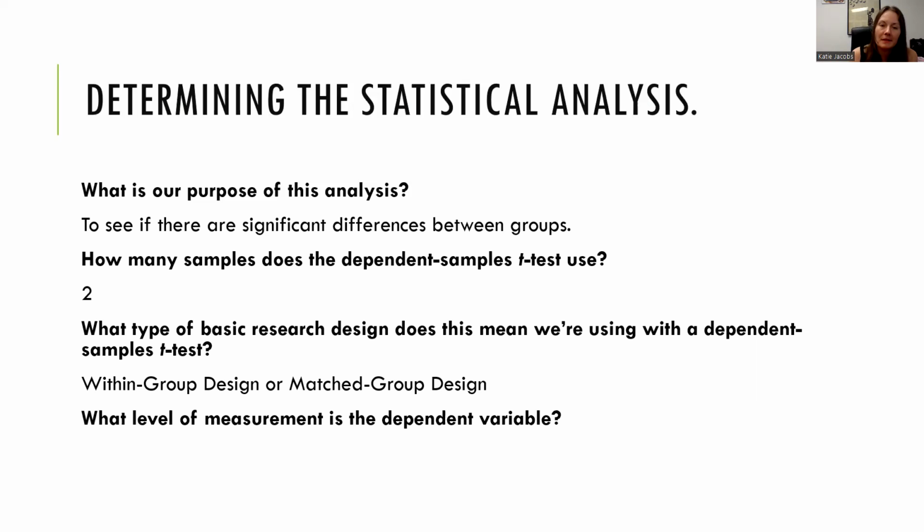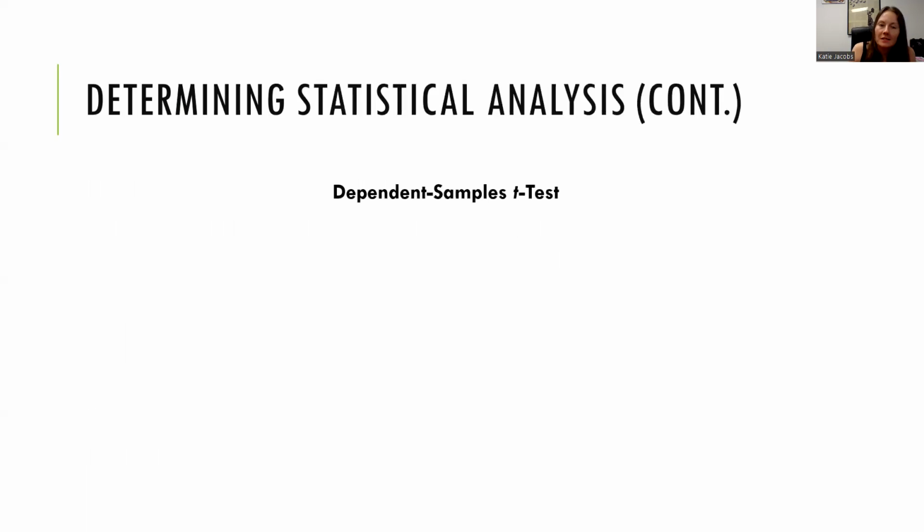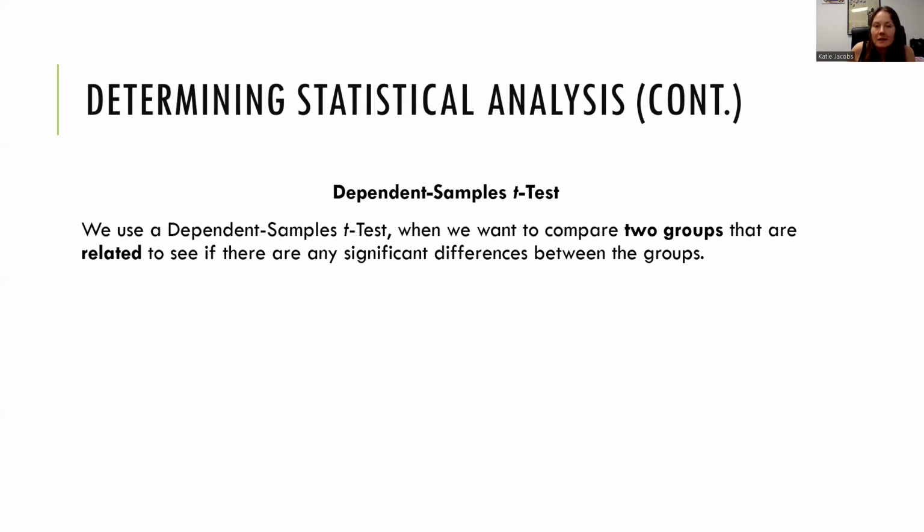What level of measurement is the dependent variable? And on here, it has to be either an interval or ratio level of measurement. We also know that as a scale. All right, so we use a dependent samples t-test when we want to compare two groups that are related to see if there are any significant differences between those groups. So this is what you want to go ahead and put on that statistical analysis sheet that I told you all to start building when we started learning the one sample z-test. So on your list now, you should have one sample z-test, one sample t-test, independent samples t-test, and now dependent samples t-test.